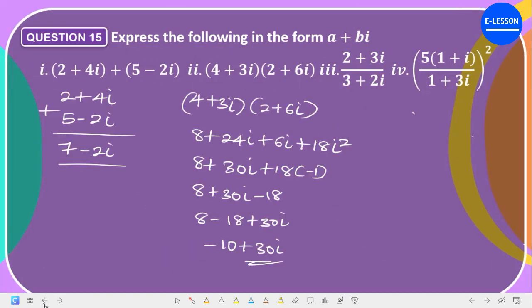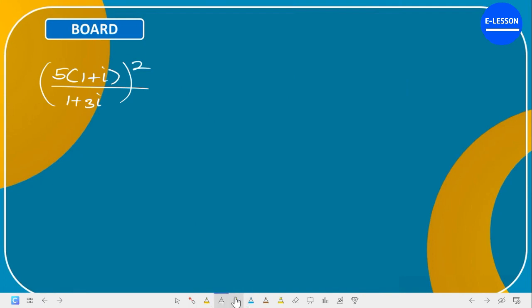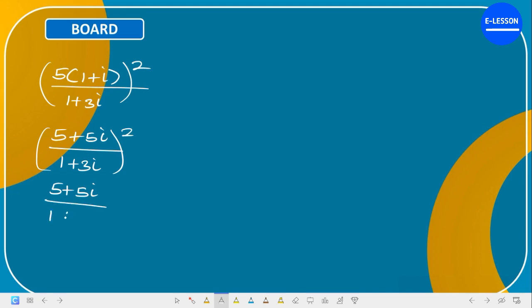Now, if you have anything like this, the first thing you do is use the 5 to expand the bracket. So this gives us 5 plus 5i divided by 1 plus 3i. Now you have this, which is what? Squared. So at this point in time, you don't need to rationalize first. First of all, you have to multiply this by this again because it's squared. So this gives us 5 plus 5i divided by 1 plus 3i, bracket 5 plus 5i divided by 1 plus 3i.